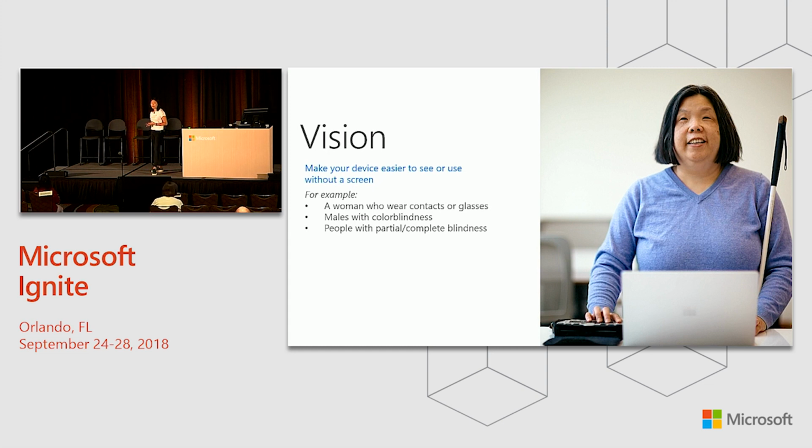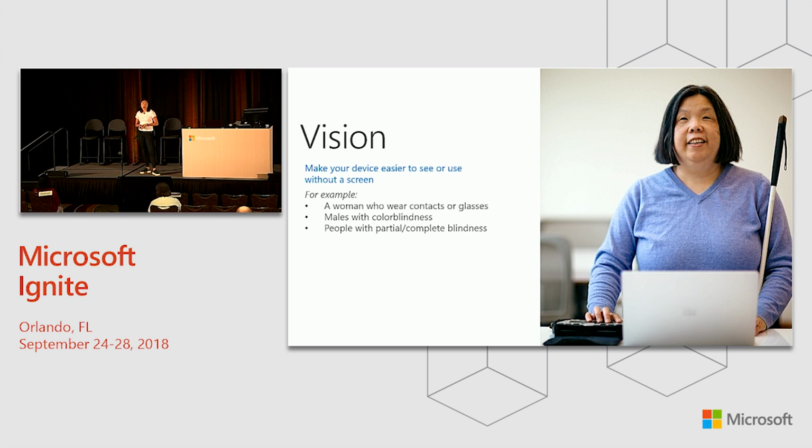For vision accessibility, it's all about making your device easier to see or use without a screen. You could be someone like myself who wears contacts or glasses and sometimes may just want the text to be a little bit bigger to make it easier to see. Or you could be one of the 1 in 12 males that are affected by color blindness.